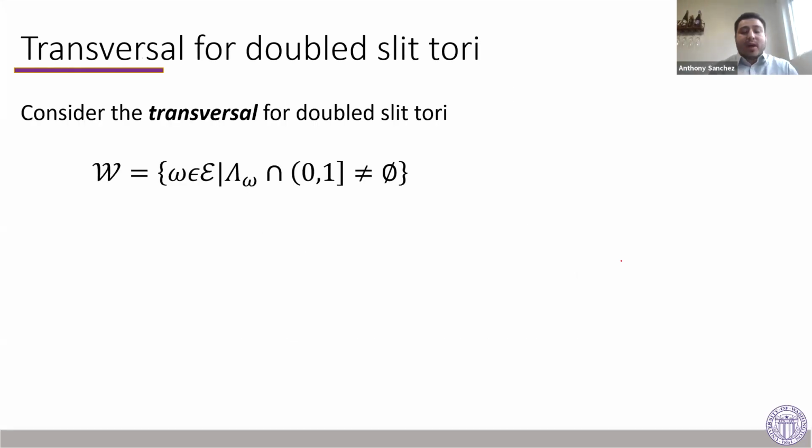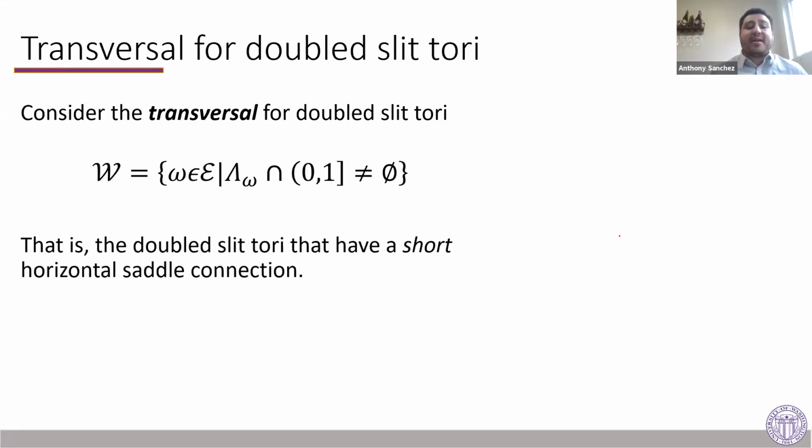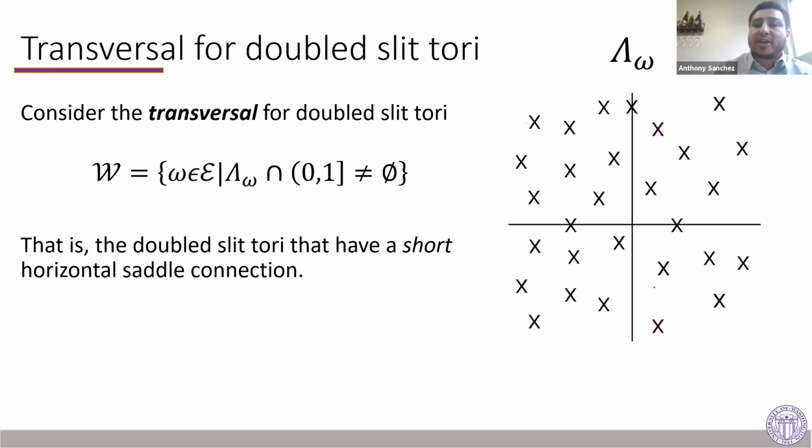And now I can start to build up some more formalism to tell you what this dynamical question on the space of double slit tori is. Let me consider the following transversal for double slit tori. So in words, this set is just a set of double slit tori that have a short horizontal saddle connection. Short for me here means less than or equal to 1. Okay? So let's look at a picture of this. I grab a double slit torus, I look at its saddle connections, and I say it's inside of W if there's a saddle connection inside of this set right here. So since this saddle connection lands inside of the interval 0 to 1, I throw this inside of W.